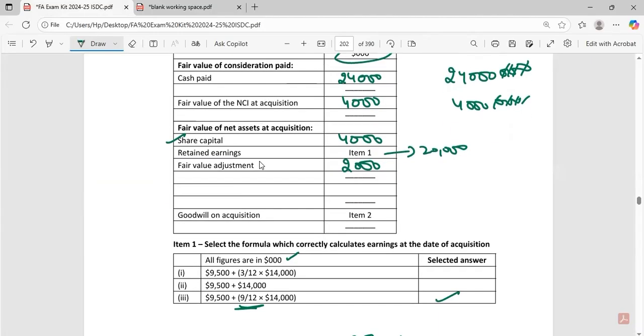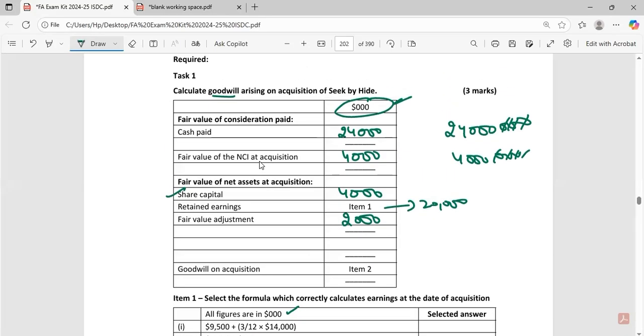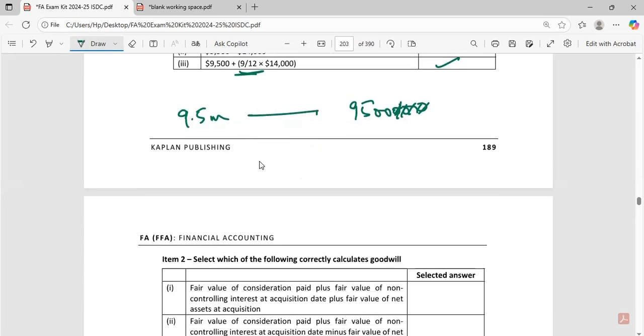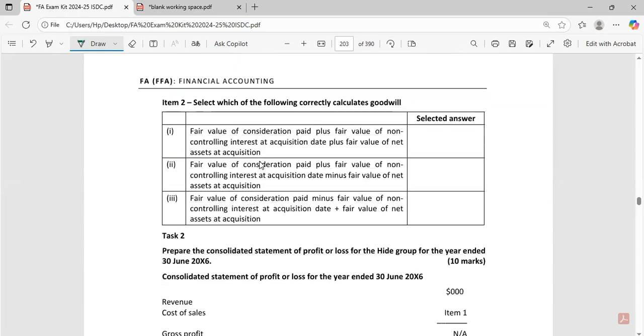I have ignored the 3 zeros. You know why? Because over here I have been given everything in 3 zeros only. So now what would be the goodwill? We have to choose from here. Goodwill will be the fair value of consideration paid plus fair value of NCI plus fair value... No, we do not add the fair value of net assets, we deduct them. So fair value of consideration paid plus fair value of NCI minus fair value of net assets. So this is the correct option.